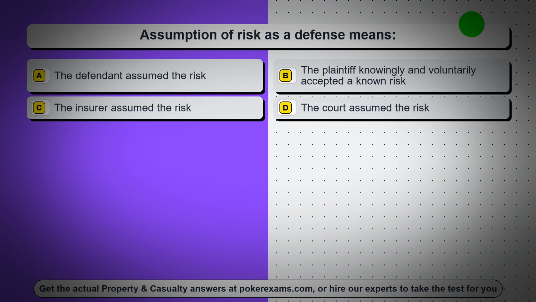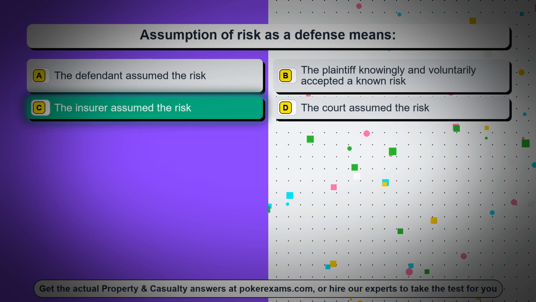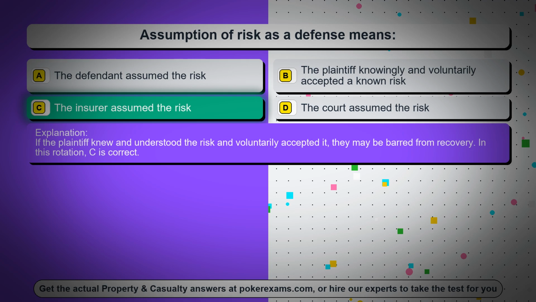Question 16. Assumption of risk as a defense means: Option A, the defendant assumed the risk. Option B, the plaintiff knowingly and voluntarily accepted a known risk. Option C, the insurer assumed the risk. Option D, the court assumed the risk. The correct answer is option C, the insurer assumed the risk. If the plaintiff knew and understood the risk and voluntarily accepted it, they may be barred from recovery. In this rotation, C is correct.